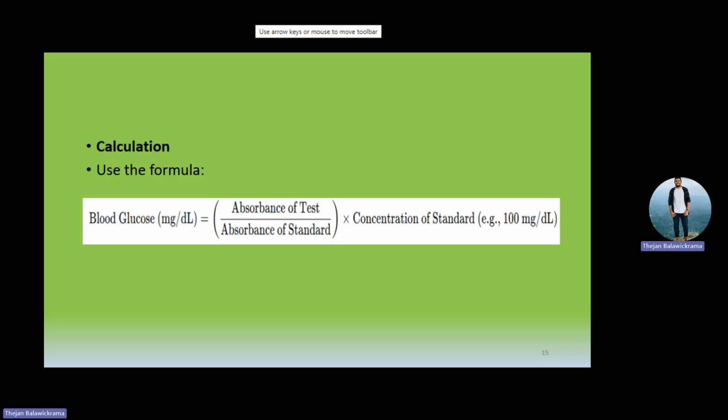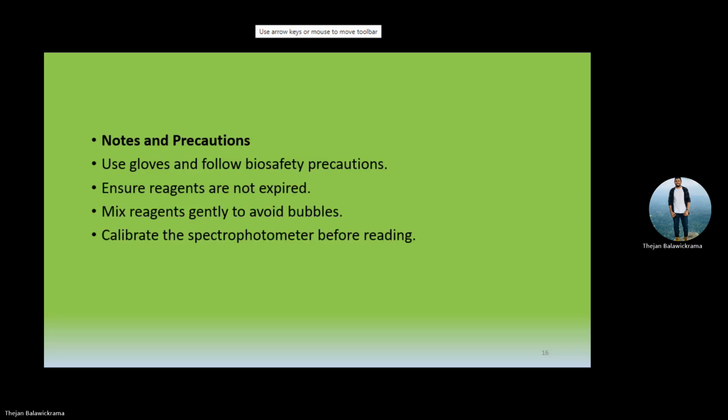Okay, all be ready, right? Okay. Precautions. If you are handling this test in the lab, what are the precautions that we should take? Gloves. It's a must to use gloves. And follow biosafety precautions.